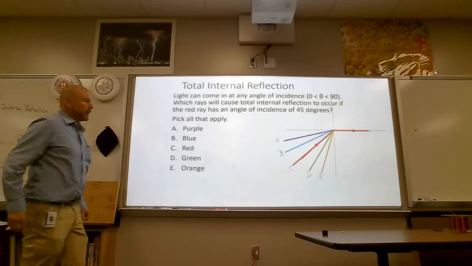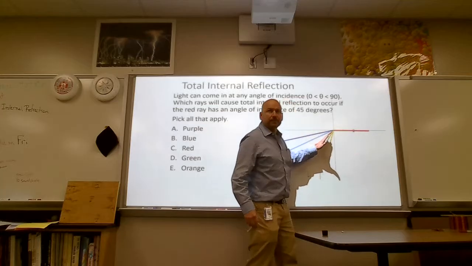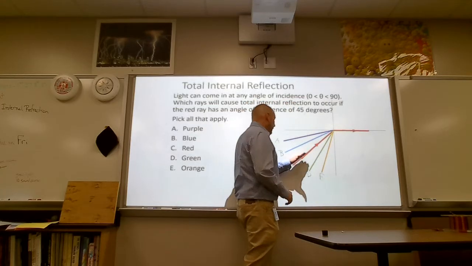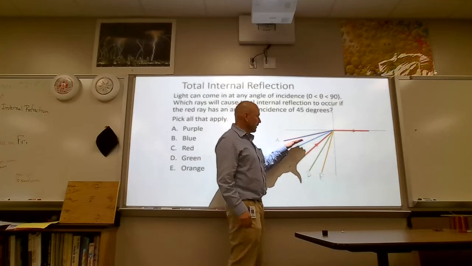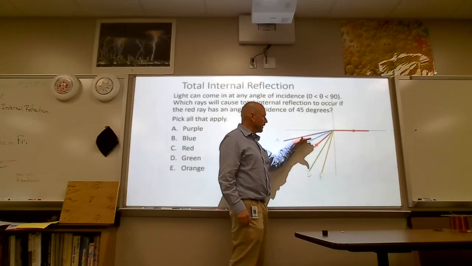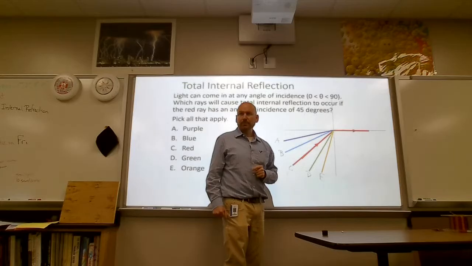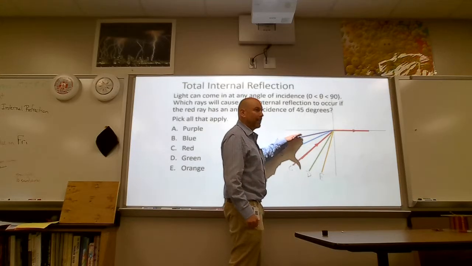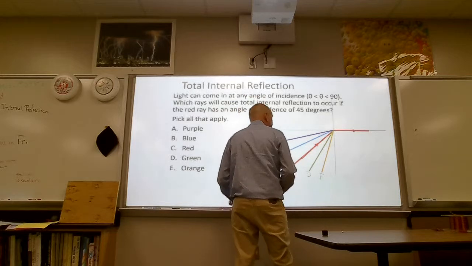Okay, so for red, if this is the critical angle, everything beyond that, where your incident angle is greater than that, because we're always measuring from the normal line, is going to experience total internal reflection. Okay? So A and B.